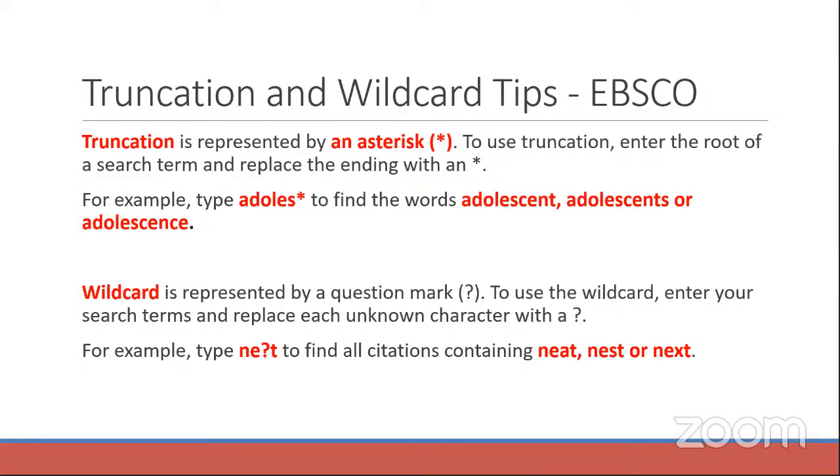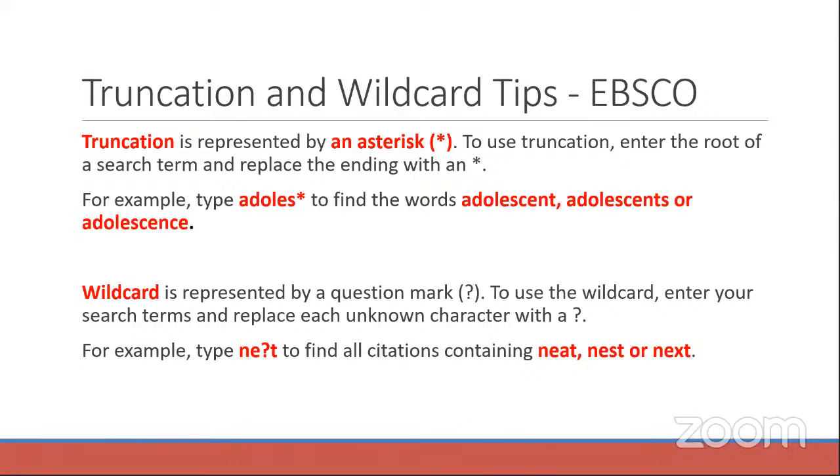So that is a truncation symbol. Okay? Truncation is represented by an asterisk. To use truncation, enter the root of a search term and replace the ending with an asterisk. For example, if you type adolescent followed by an asterisk, it will find the words adolescent, adolescents, all those relevant terms. On the contrary, wildcard is represented by a question mark.